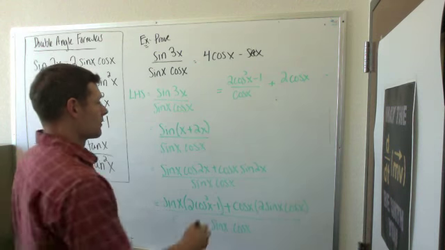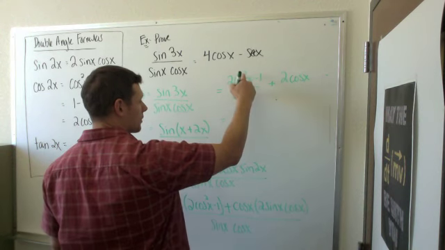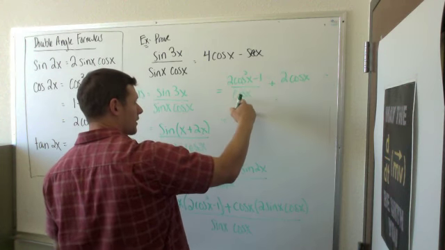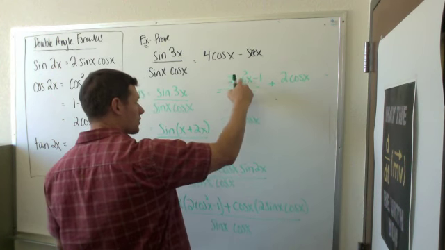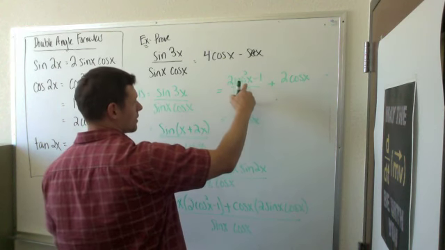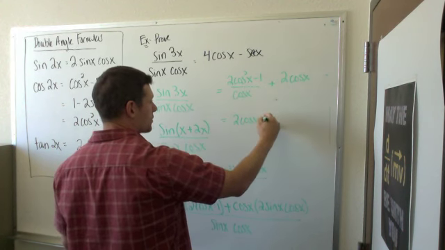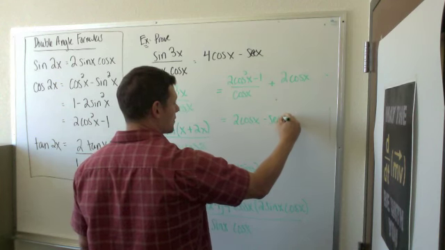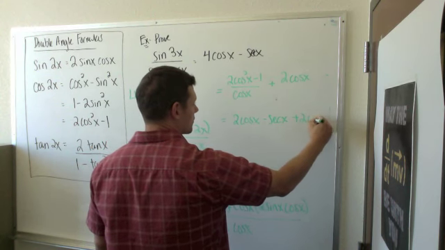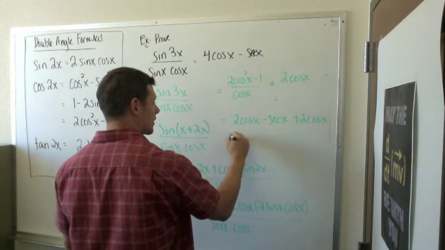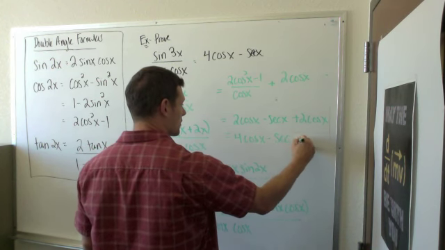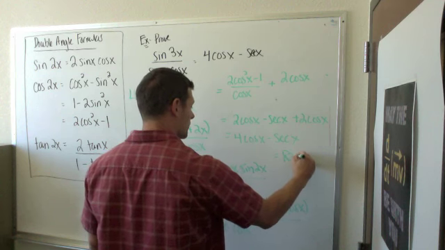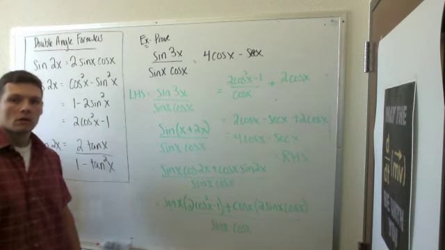And then if I break this up even further, this will equal this fraction minus that fraction. So 2 cosine squared over cosine is just 2 cosine x, and minus 1 over cosine x, which is minus secant x. So that'll equal 4 cosine x minus secant x, which is the right-hand side. Okay? All right.